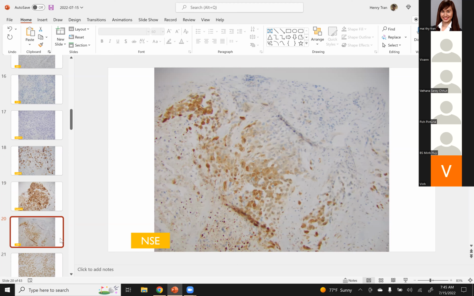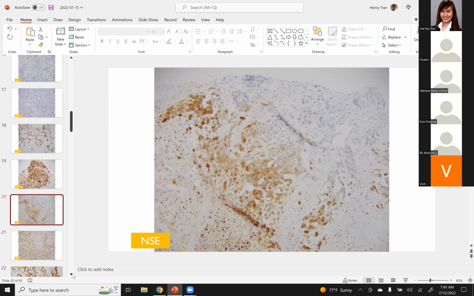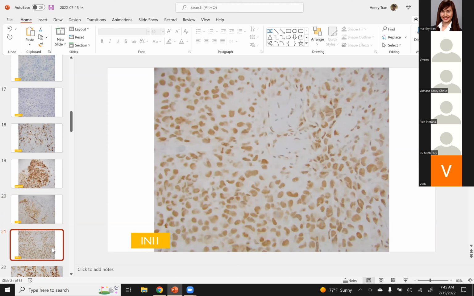This is neuron-specific enolase. This is sometimes used as a neuronal marker. It's not very specific, but it's sensitive for neuronal differentiation, and we have some positive cells. Since I mentioned earlier that we have rhabdoid-like features, we did an INI1, but that is all retained. Since we have positive keratin, definitely you want to think about epithelioid sarcoma or malignant rhabdoid tumor, but the INI1 being retained is not supportive of that.